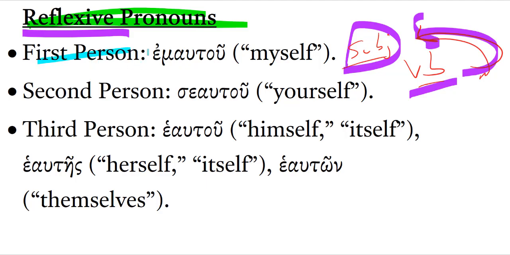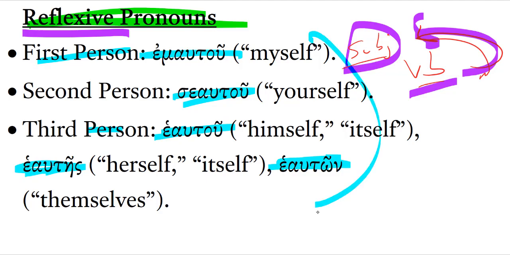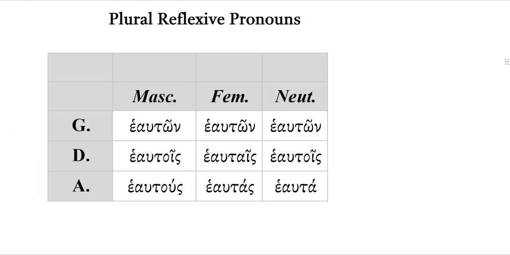So the first person reflexive pronoun, emautou, myself. Second person, seautou, yourself. Third person, heautou, himself, or heautes, herself, heauton, themselves. So basically this is a vocabulary lesson. You need to be able to recognize these different reflexive pronouns. It's a little tricky in the plural. We added this because students were confused by this. The plural reflexive pronouns are all listed here, the possibilities, masculine, feminine, or neuter.